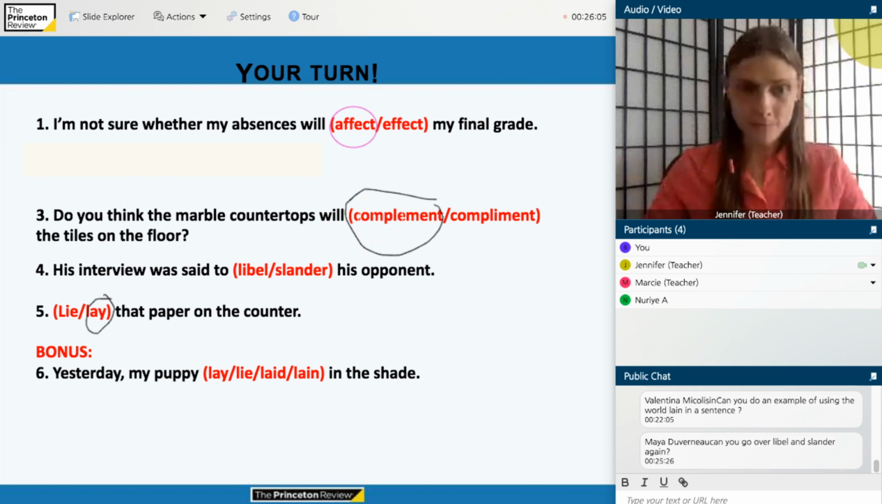Yesterday, my puppy lay, lie, laid, or lain. This is your bonus challenge. So take a moment to think here. What tense are you dealing with? It says yesterday, so we want to use past tense. So think about anything you can eliminate that might not be in past tense. And then think back. Think which one is going to work here.